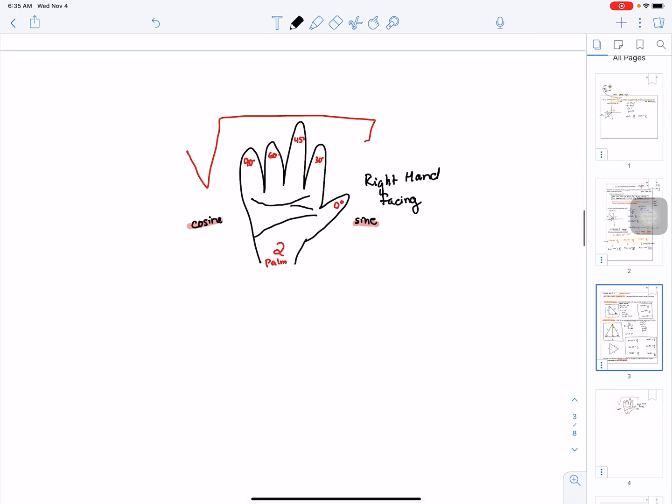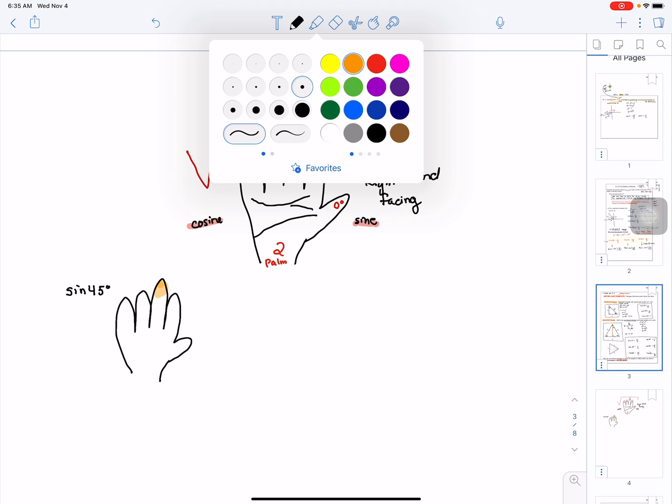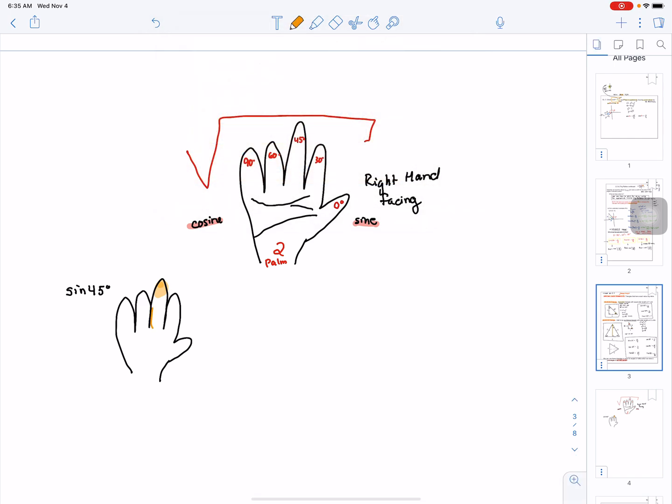So let's just say I needed to remember what sine of 45 degrees was. What I would do is I would take my hand, I would locate my 45-degree finger, which would be this finger right here, and I would need to bend that finger down. So I'm going to kind of draw that bent down. There's my nail now with my cool nail polish. We're going to bend this 45 finger down, and so these are the fingers that are left on the right side. These are my sine fingers. And these are the fingers that are left on my left side, which are my cosine fingers.